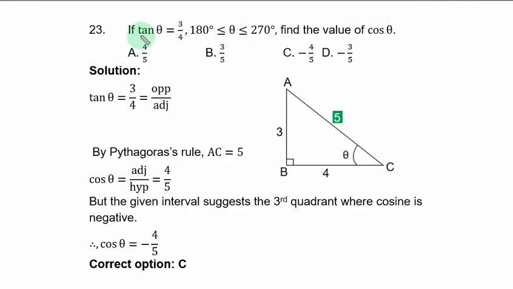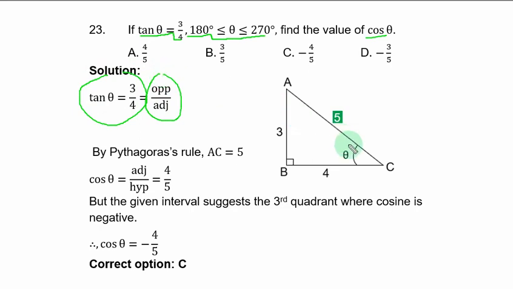Question 23. If tan theta is equal to 3/4, and 180 degrees is less than or equal to theta less than or equal to 270 degrees, find the value of cos theta. The ratio cos is expressed as adjacent over hypotenuse. That means you need to get the hypotenuse with the information about tangent, which is expressed as opposite over adjacent. So you have a right angle triangle with theta as the acute angle. So you have 3 as the opposite, the side facing the angle, and 4 as adjacent.